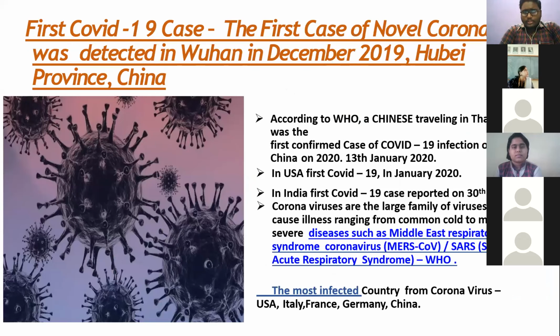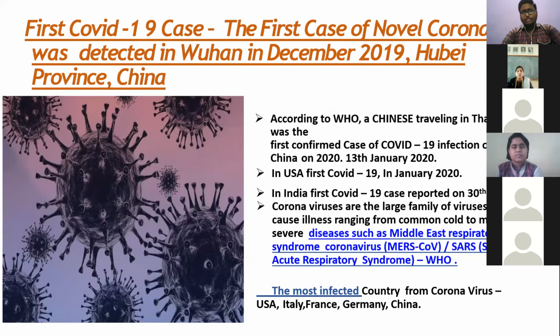According to WHO, a Chinese traveler in Thailand was the first confirmed case of COVID-19 infection outside China, on 13 January 2020. In the USA, the first COVID-19 case was in January 2020. In India, the first COVID-19 case was reported on 30th January. Coronaviruses are a large family of viruses that cause illness ranging from the common cold to more severe diseases like MERS-CoV and SARS-CoV. The most infected countries from coronavirus are USA, Italy, France, Germany, and China.